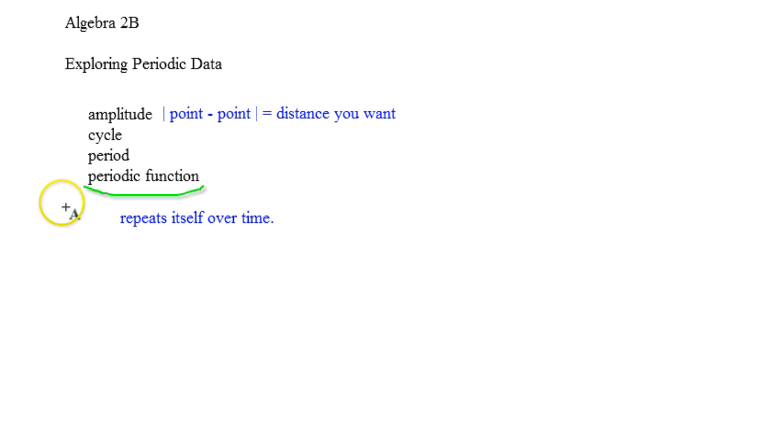That is it for exploring periodic data. Just make sure you're able to identify a periodic function type of graph as you work with it, and remember, they're going to have the same values at each point, the same y values. That's the most important thing. Okay, that's it for talking about exploring periodic data.